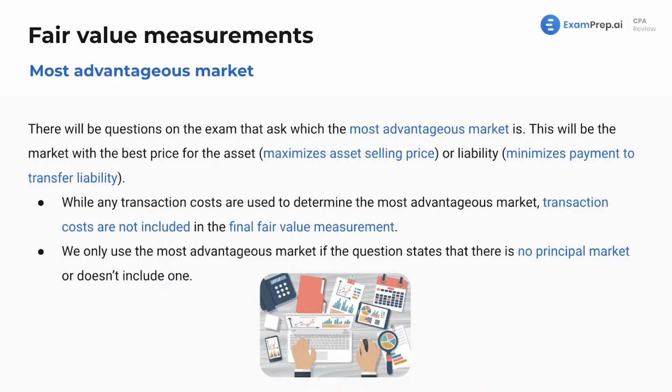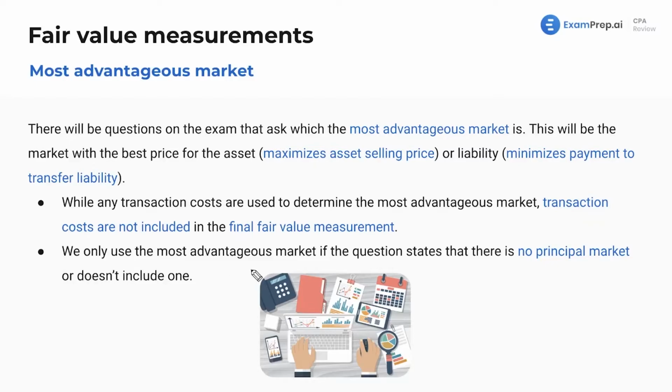So there'll be questions in the exam that ask which is the most advantageous market. This will be the market with the best price for the asset, so that maximizes the asset selling price, so you want to sell it for the most, or for a liability, minimizes payment to transfer the liability. So the best net value, right? So I want to be able to sell my asset for the most with the minimal selling costs. While transaction costs are used to determine the most advantageous market, transaction costs are not included in the final fair value measurement. We'll see what that means.